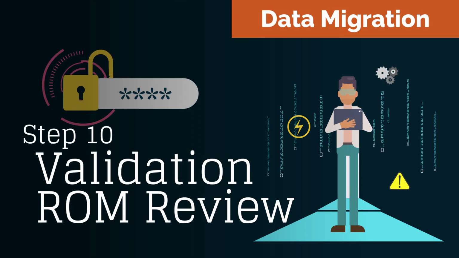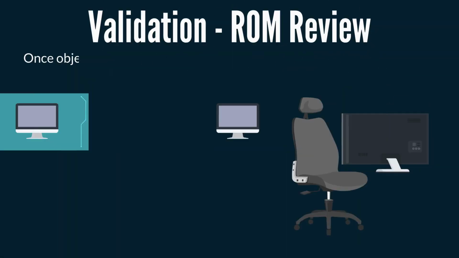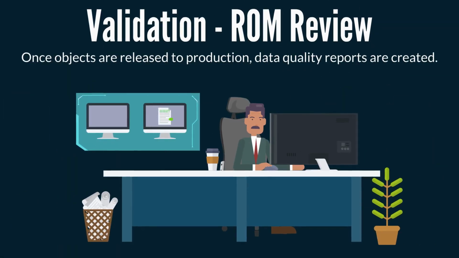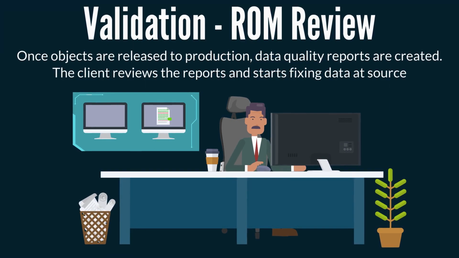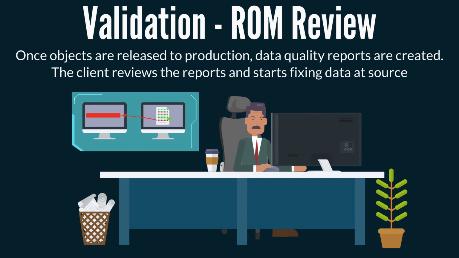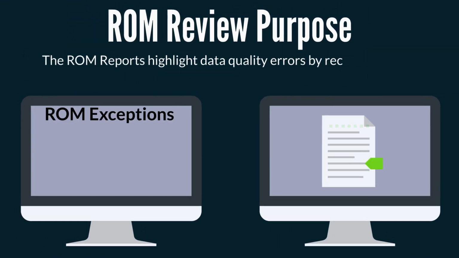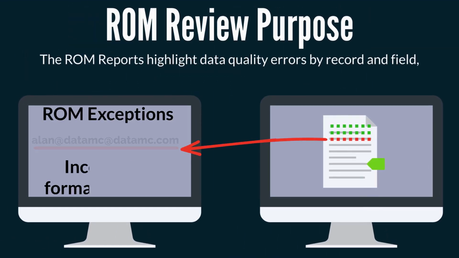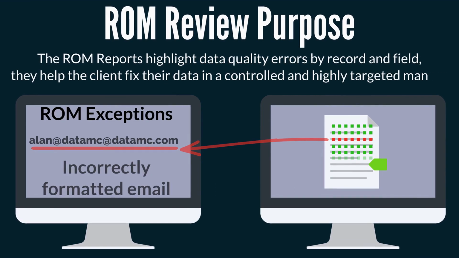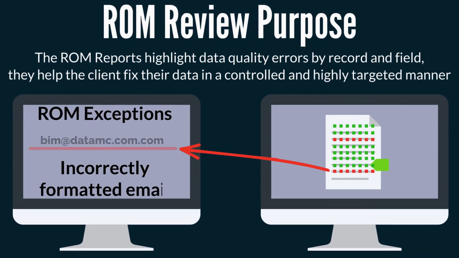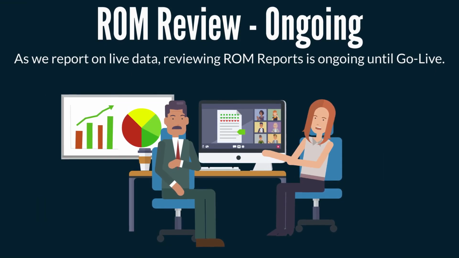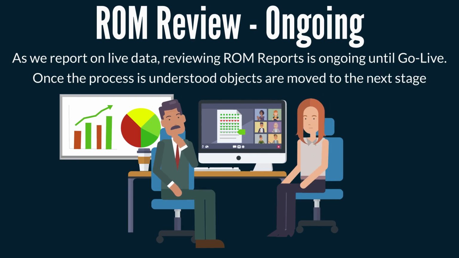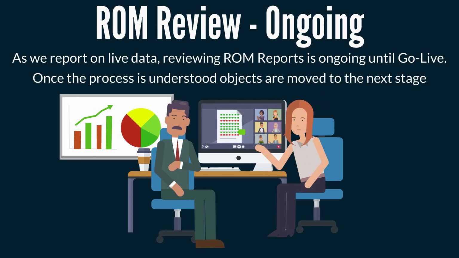Step 10, validation ROM review. Once objects are released to production, data quality reports are created. The client reviews the reports and starts fixing data at source. The ROM reports highlight data quality errors by record and field. They help the client fix their data in a controlled and highly targeted manner. As we report on live data, reviewing ROM reports is ongoing until go live. Once the process is understood, objects are moved to the next stage.